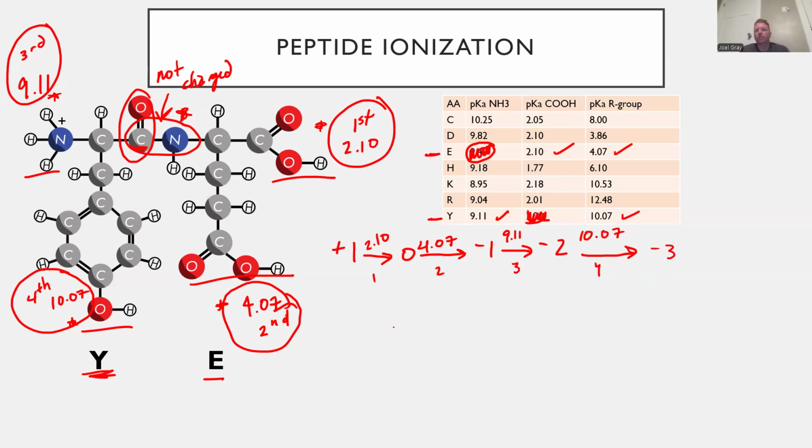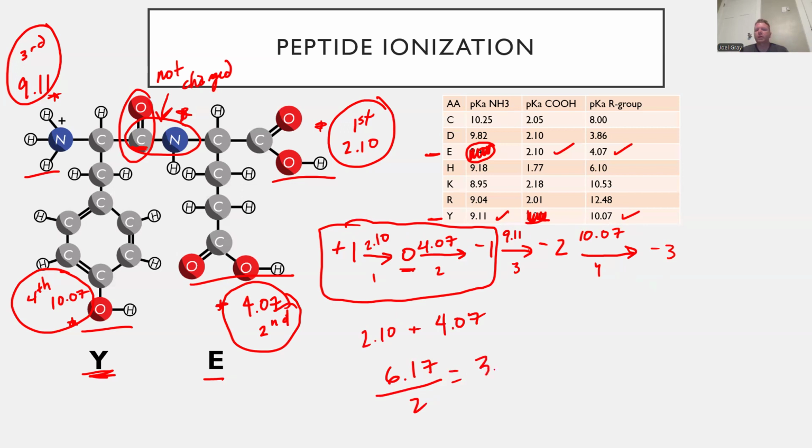Now, to calculate the PI of this, we do the exact same thing as if we're calculating the PI of a single amino acid. Take the two pKa values that flank the charge of 0, so 2.10 plus 4.07, that gets us 6.17 divided by 2 equals 3.085. There we go. That's how you calculate the PI. You look at all the different charges. Treat a peptide as basically the exact same thing as a single amino acid.